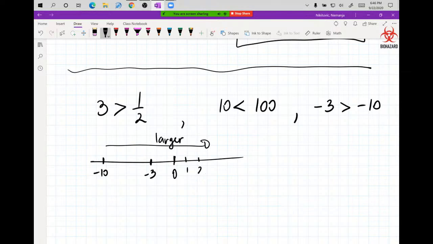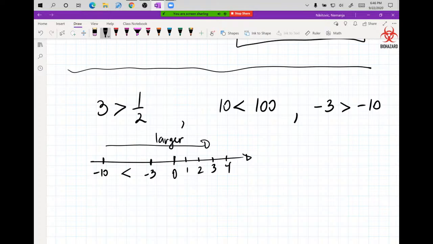Because this would be your 1, 2, 3, 4. So clearly larger goes towards the right. Then negative 10 has to be smaller than negative 3 because it's to the left of negative 3. Sometimes people are confused with negative number comparisons. So make sure that you know that only whatever number is to the right is a bigger number, because the rule of ordering these numbers from smallest to largest is working this way, the way we count.